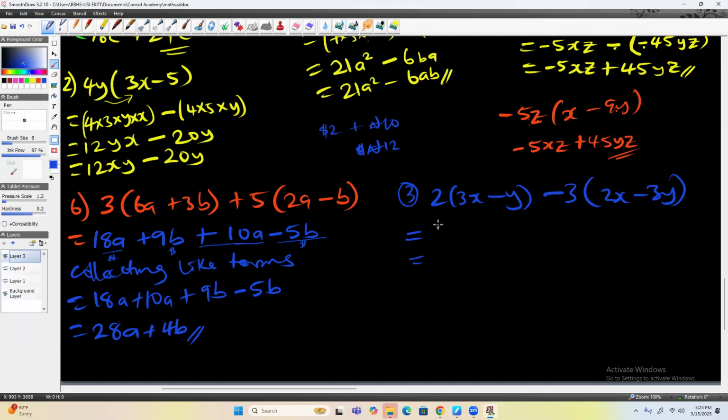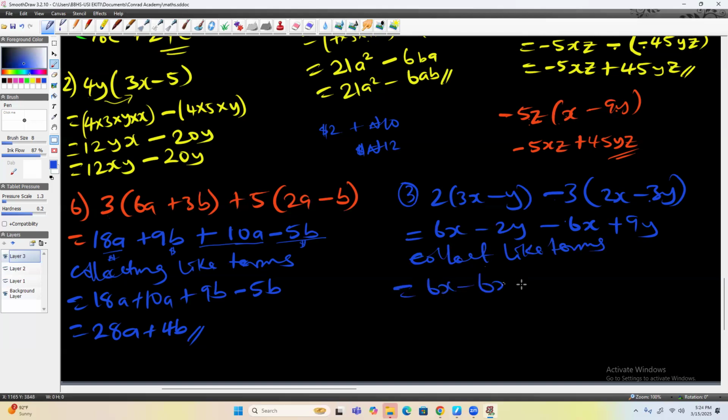So you expand quickly, you have 6x minus 2y minus, and you have to be careful, minus 3 times this. 6x, minus times minus gives positive, 3 times 3 is 9, 9y. You collect like terms, and you have 6x minus 6x minus 2y plus 9y. So 6 minus 6 is 0.